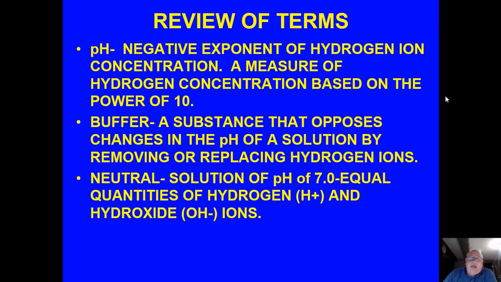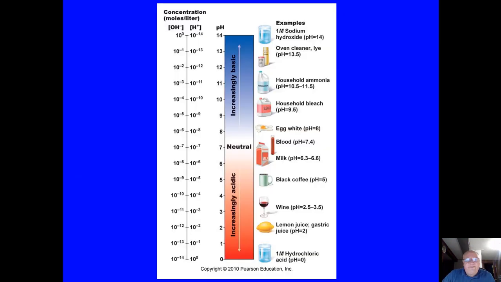Okay? Buffer. That's a substance that opposes changes in the pH of a solution by removing or replacing hydrogen ions. If I say something's neutral, it's a solution with a pH of 7.0. So in essence, there are equal concentrations of hydrogen ions and hydroxide ions.